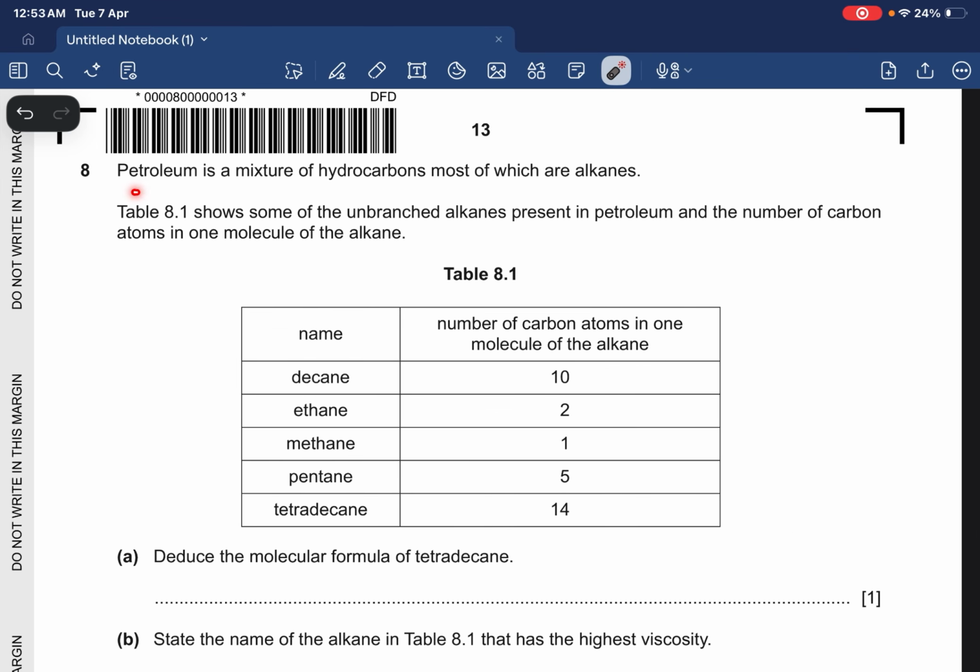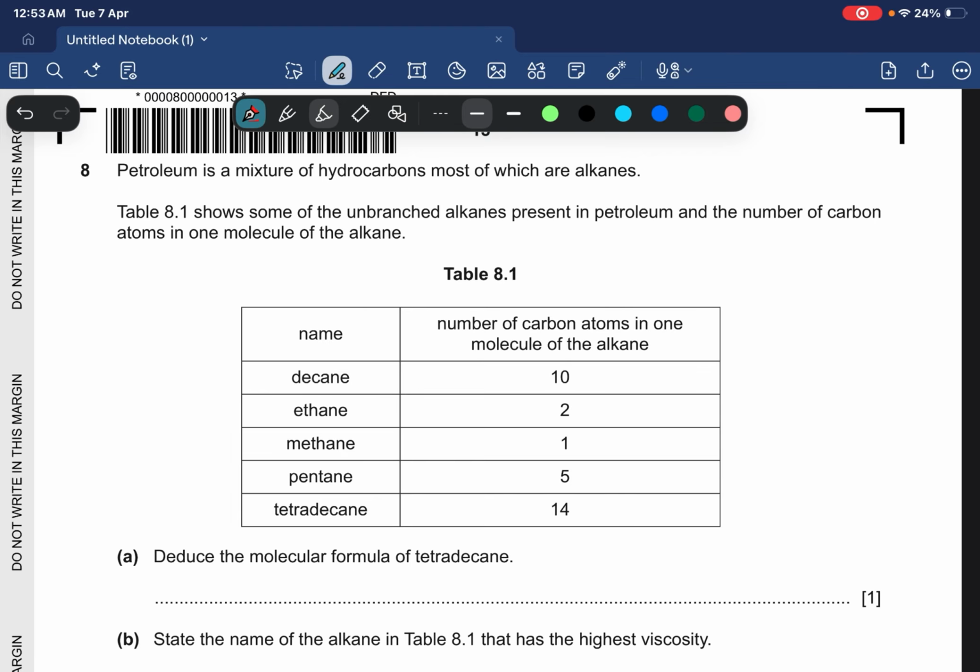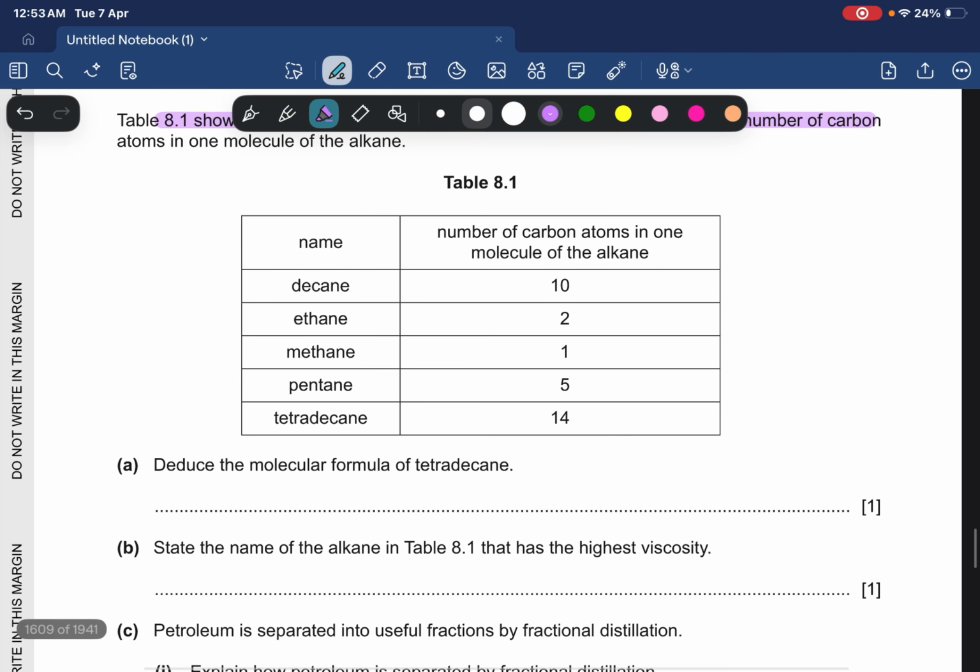Okay, petroleum is a mixture of hydrocarbons. Petroleum is a mixture of hydrocarbons, most of which are alkanes. Got it? Table 8.1 shows some of the unbranched alkanes present in petroleum and the number of carbon atoms in one molecule of alkane. Okay, so you have decane, that is 10, ethane 2, methane 1, pentane 5, tetradecane 14.